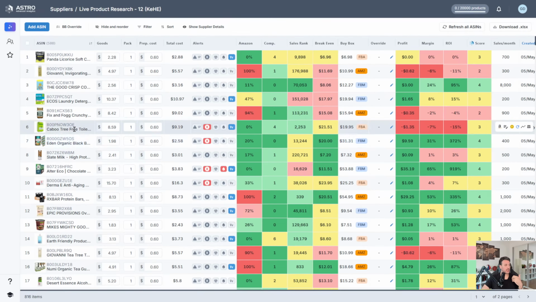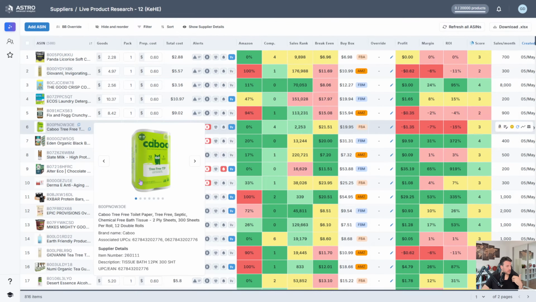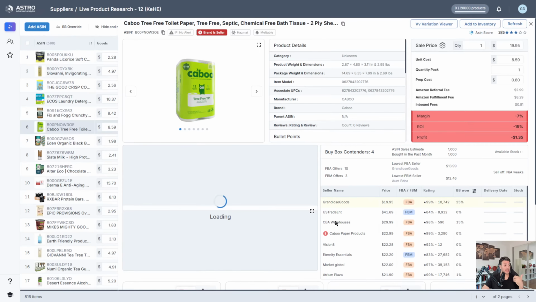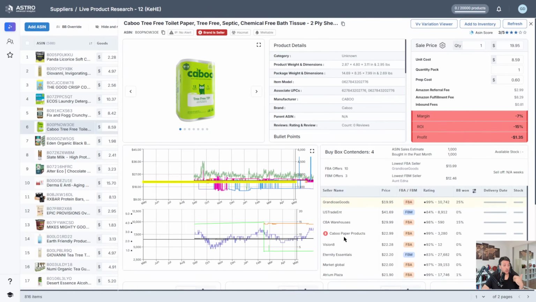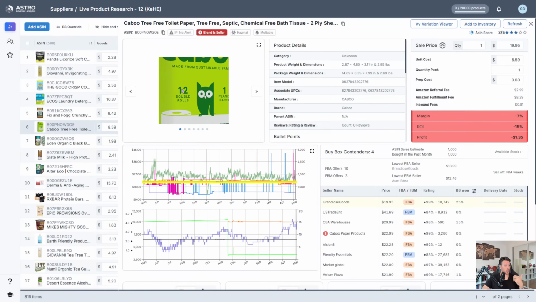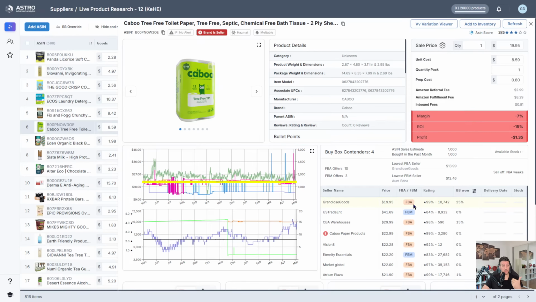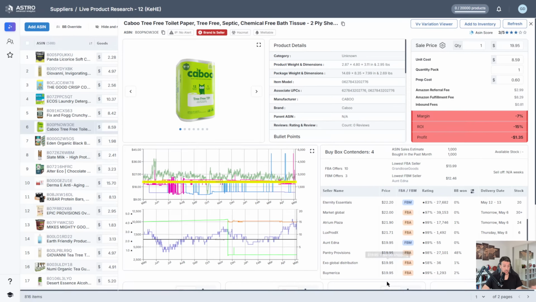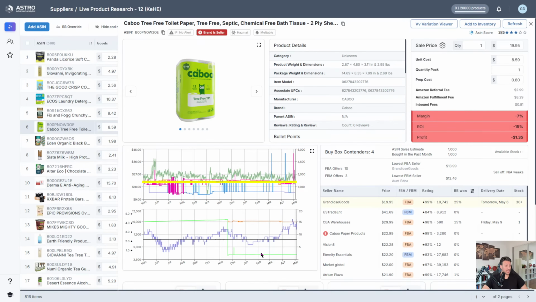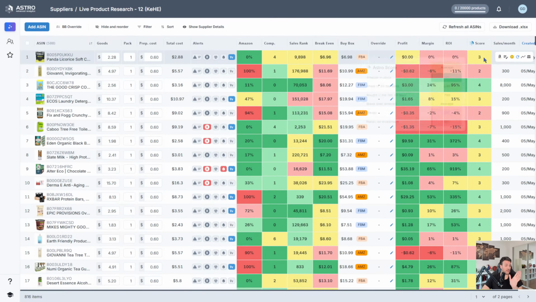Now there are some products here, for example, where the brand's a seller. So this one here, Kabu Tree Free, blah, blah, blah. The brand's a seller. You see that the brand's right there, Kabu Paper Products, and they're selling the products. So maybe it might be a good idea to avoid some of these, but maybe not, because what I see, this one here, even though the brand is selling the product, there's a lot of other sellers also selling the product here, and they don't seem to be having a problem with the brand selling alongside them, although the brand doesn't seem to have a problem with those other sellers selling alongside them.